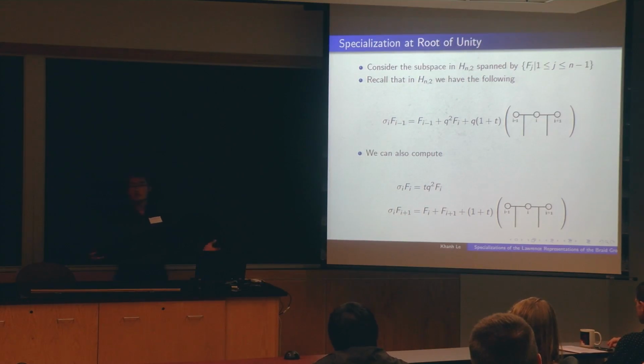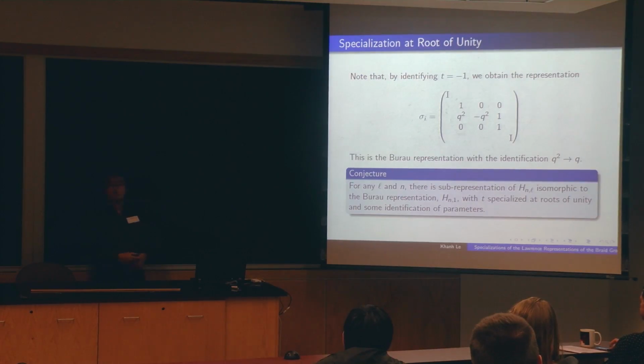And so why do we care about specialization at roots of unity? Well, we have the following observation. If we consider a subspace in H of n, 2 spanned by these following vectors, then we can do the following calculation. And even though these forks lie outside of our subspace, if we substitute t equal to -1, which is a root of t squared equal to 1, then this term is 0, and we have a minus right here. And if we put them in matrix form, we obtain the following matrix, and this is the Burau representation if we identify q squared as q.